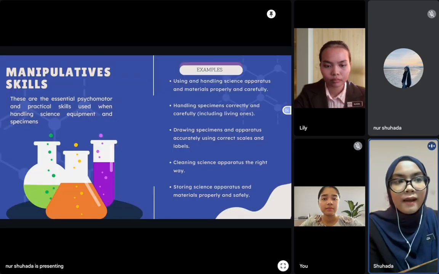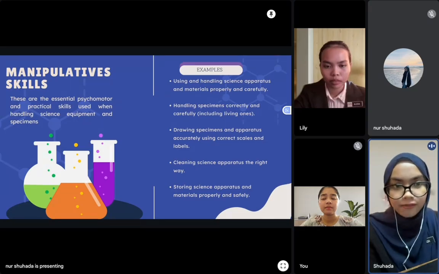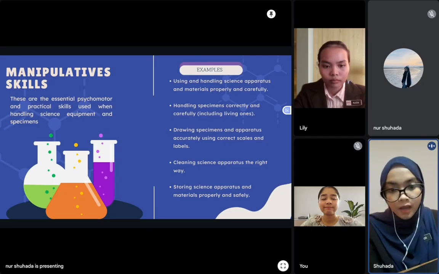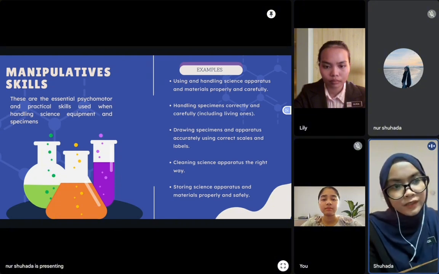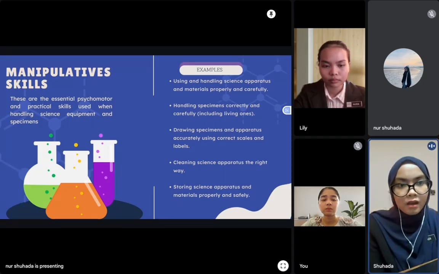Next, manipulative skills are the practical, hands-on, or psychomotor abilities that enable a person to perform experiments and scientific investigations effectively and safely. First, using and handling science apparatus and materials properly and carefully. Second, handling specimens correctly and carefully, including living ones. For plant specimens, if you want to observe the exterior, then the observation should take place in their habitats. If leaf or flower samples are needed, only take the quantity needed.